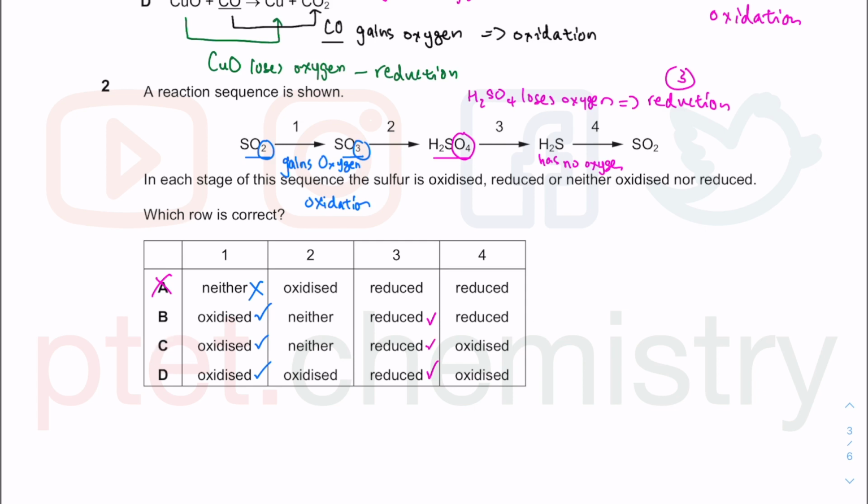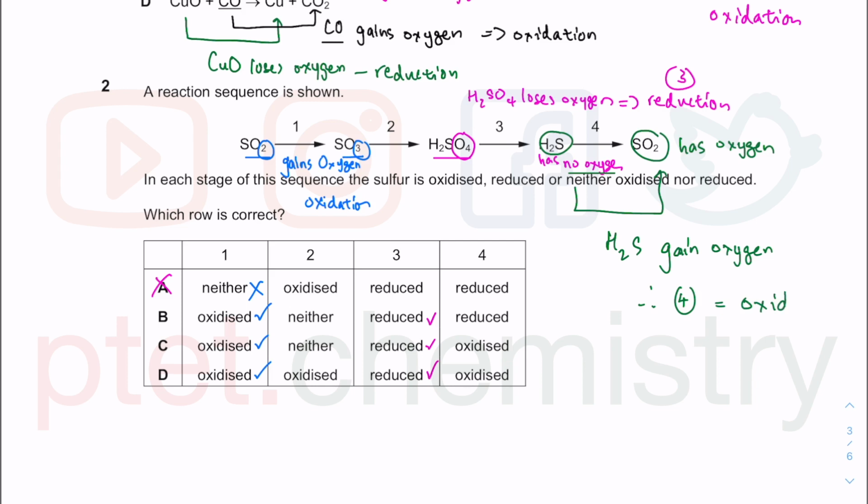What else? Number 4. Let's have a look at number 4. It has no oxygen, but then here you have oxygen again. So what must happen is the H2S gains oxygen in order to give you SO2. Therefore, step 4 is oxidation, gain of oxygen. So we're looking at C or D as the answer. That means we have to go back to number 2.